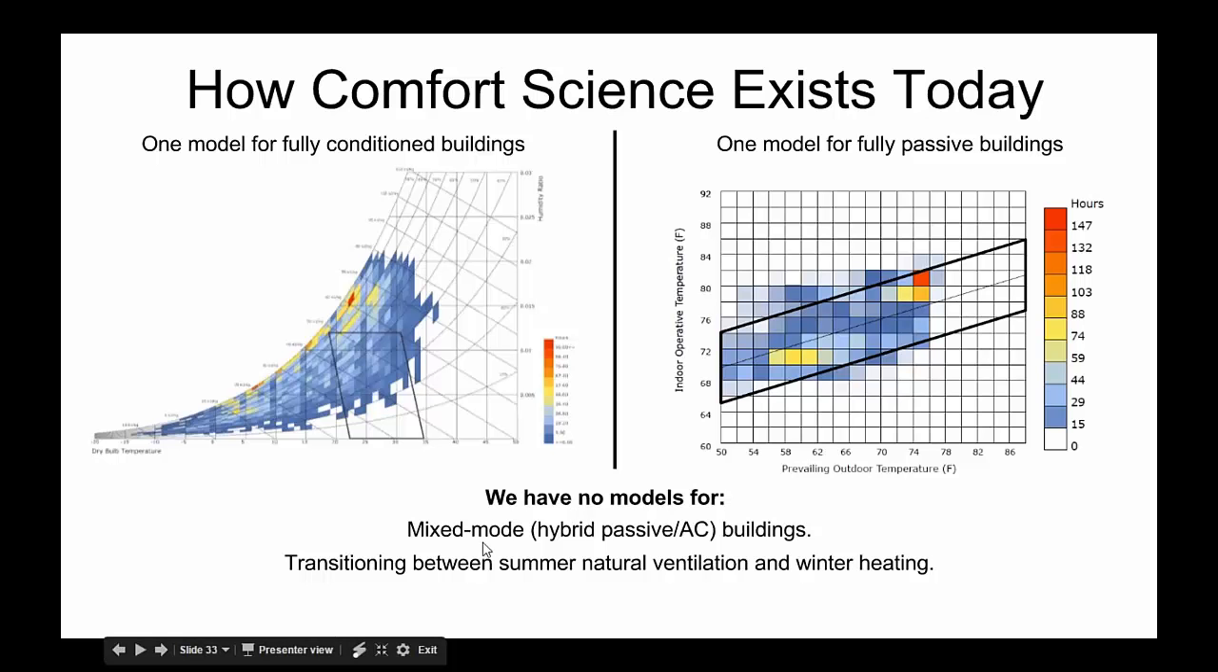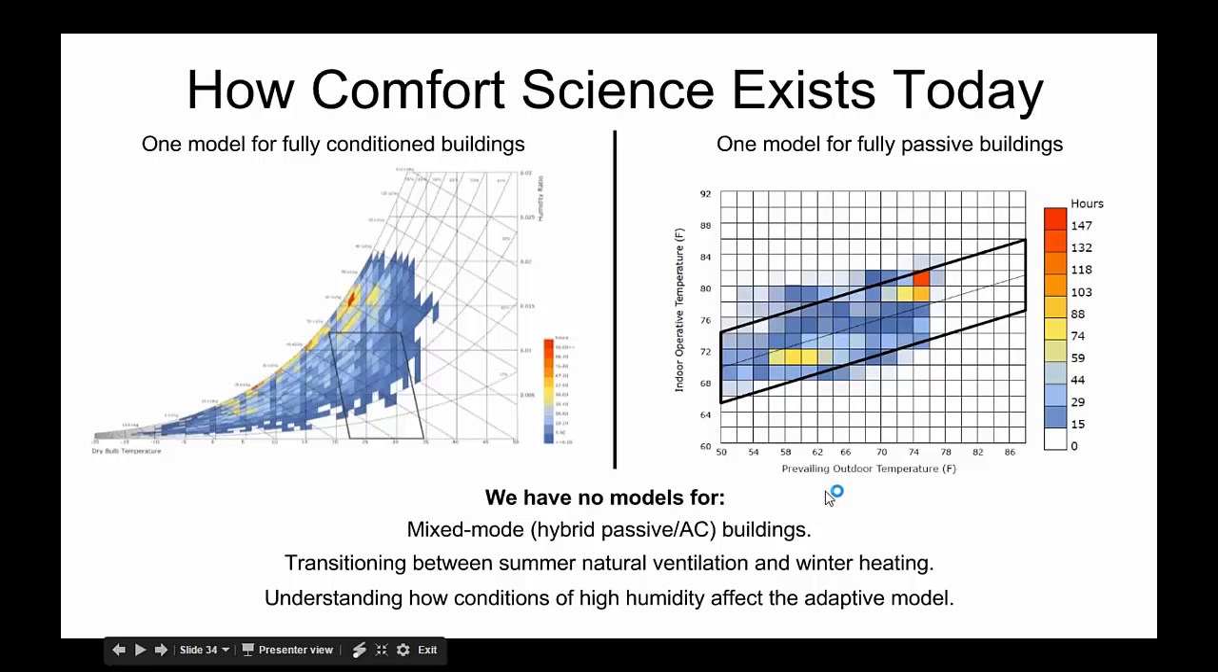We don't have a comfort model for how we should transition between summertime natural ventilation in colder climates and wintertime heating. At some point we're just supposed to switch comfort models, and we know that people's comfort doesn't really just switch like that. It's probably a bit more of a gradual transition, and we don't really have a good sense of that yet.